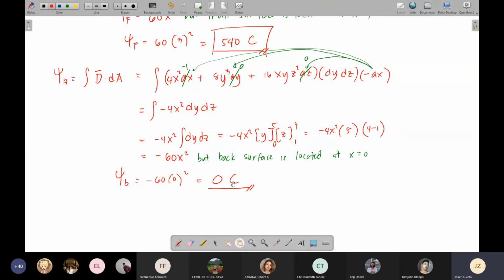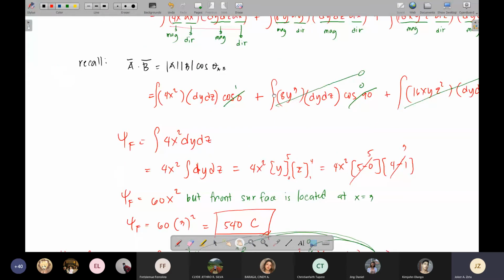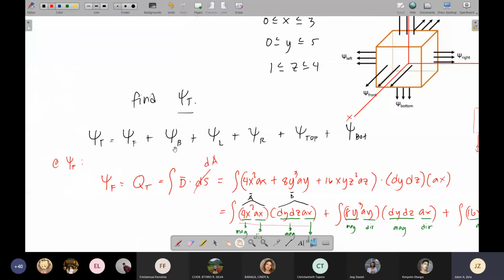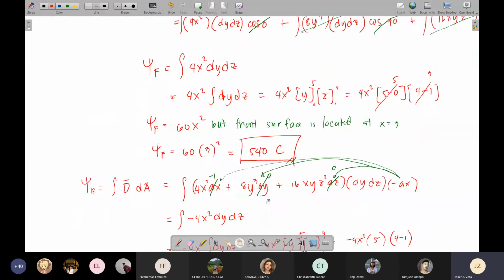Okay. 2 down, 4 to go. 2 down, the front and the back are done. So only four remain: left, right, top, or bottom. Okay, now let's do the left.